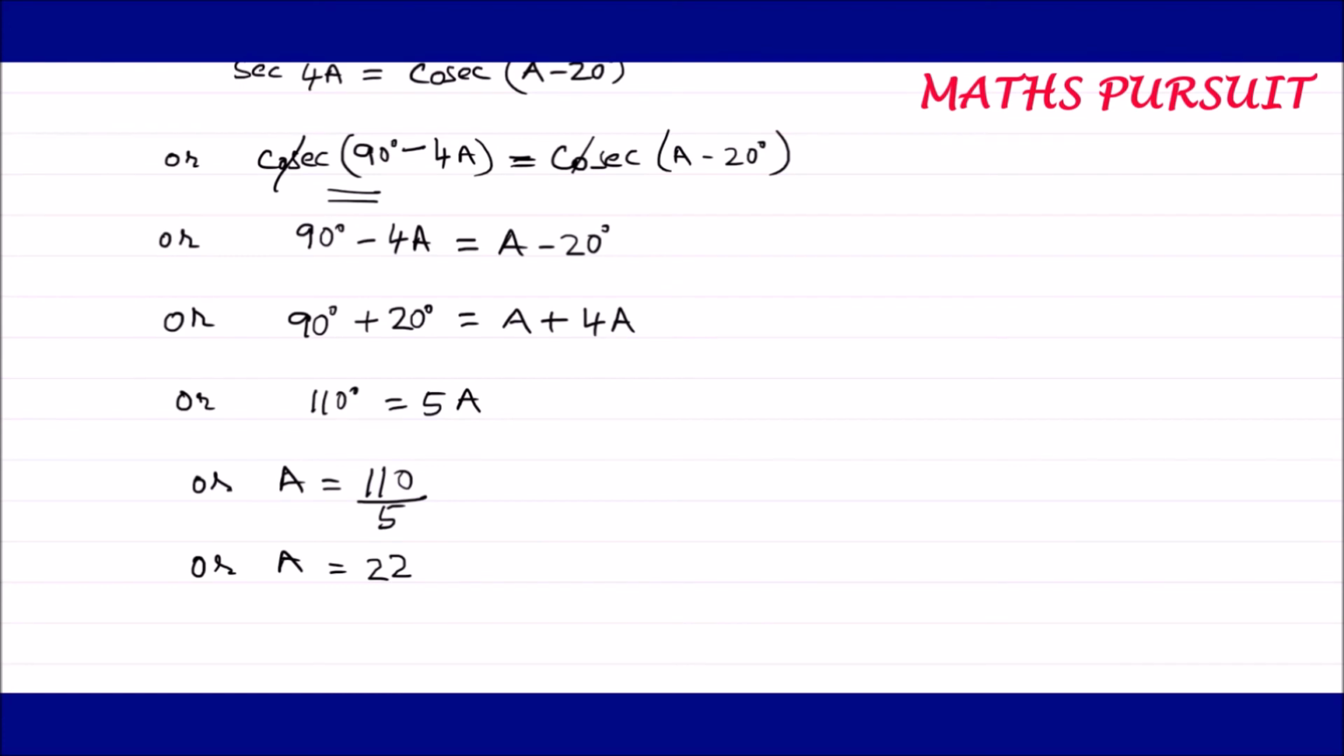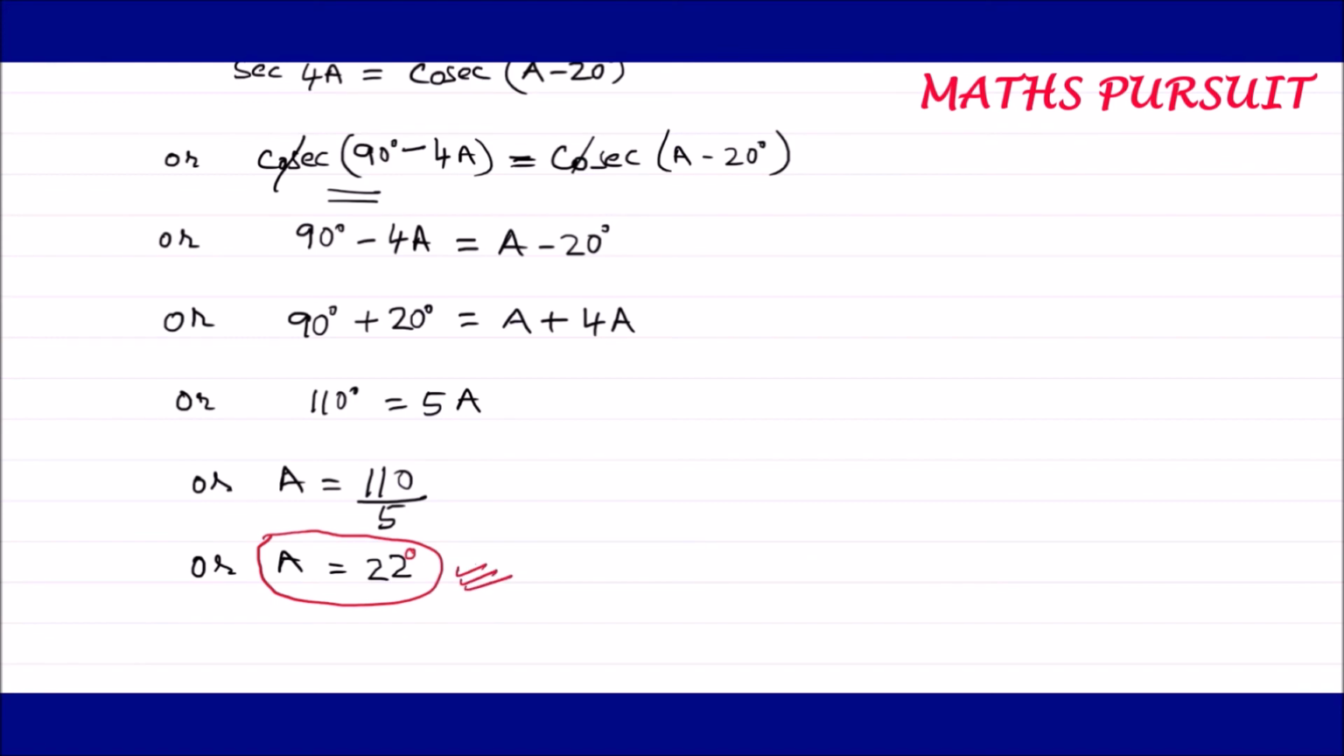This 22 is in fact 22 degree, and this is our answer. In the question they asked us to find the value of a. And as per the question, this value of a is less than 90 degree because it is an acute angle. So you can say this 22 degree, which is less than 90 degree, is our answer.